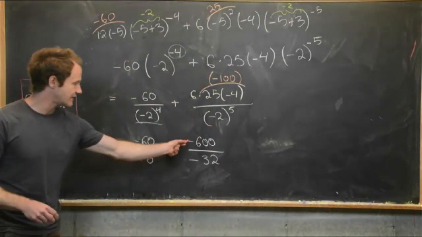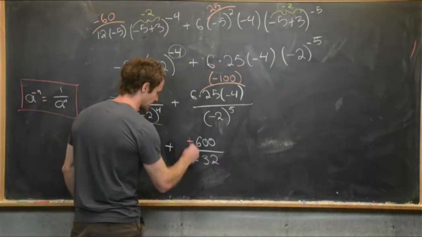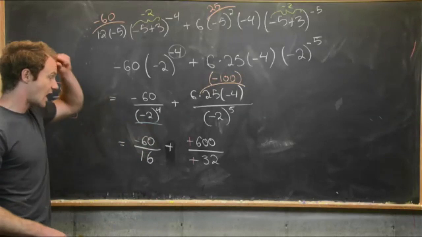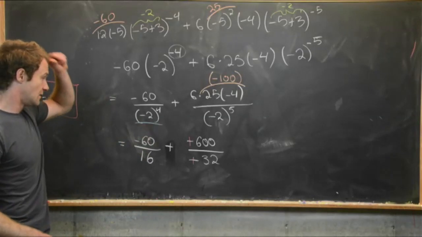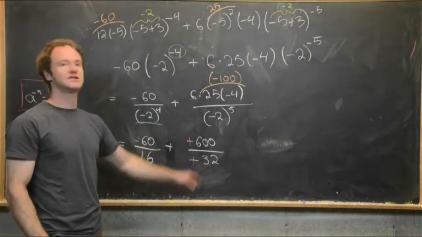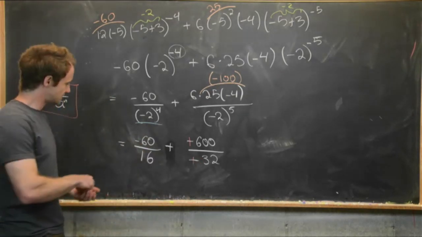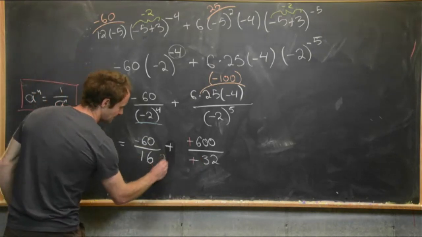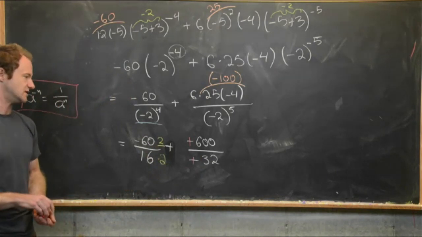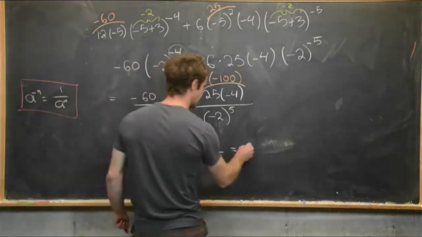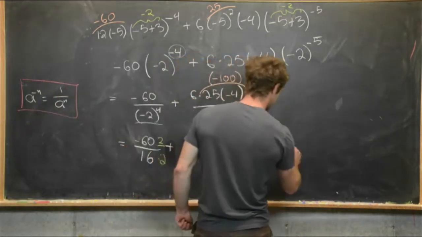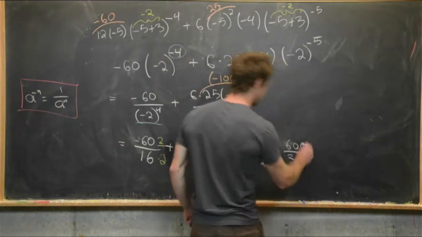But if we've got a negative in the numerator and a negative in the denominator, those are going to cancel. So that cancels to a plus. But now we need a common denominator. It's not so hard to find, because if we take 16 and multiply it by 2, we'll get 32. But if we multiply the denominator by 2, we also have to multiply the numerator by 2. So that's going to leave us with negative 120 over 32 plus 600 over 32.